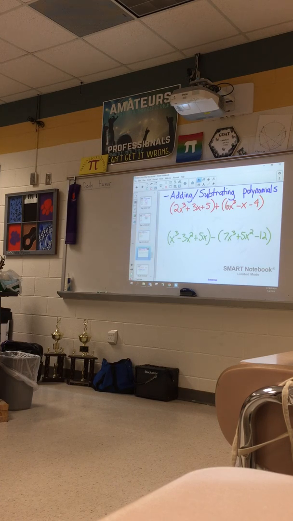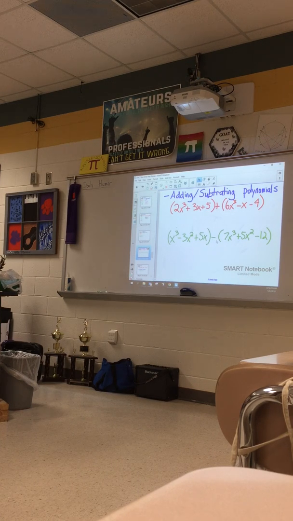Okay, adding and subtracting polynomials, all you do is just combine like terms. Alright, so I got 2 apples plus 2 apples plus 6 apples, that's 8 apples. So 8x cubed. I have 3 oranges minus an orange, I have 2 oranges. 5 minus 4 is 1.